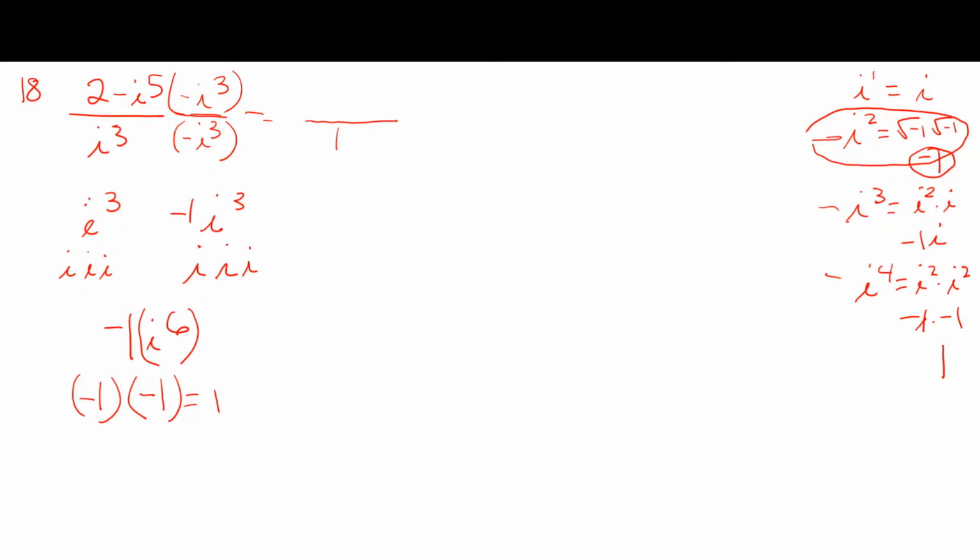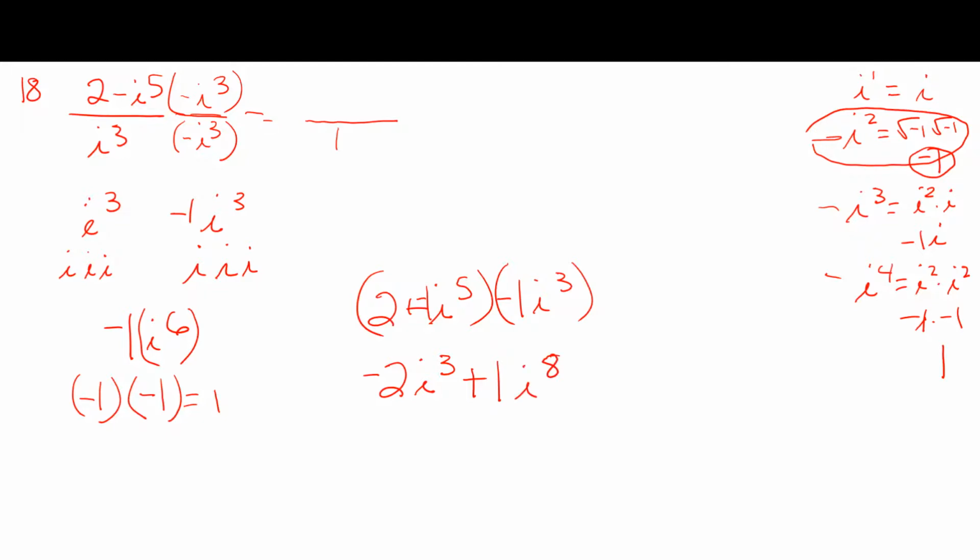Now we just have to distribute our -i to the third to the 2 and the -i to the fifth. I'm going to rewrite it over here: 2 minus i to the fifth times -1 times i to the third. When I multiply that, 2 times -1 is -2 i to the third, minus, and this would be a -1 times a -1, which is actually a +1, and then we have i to the eighth.